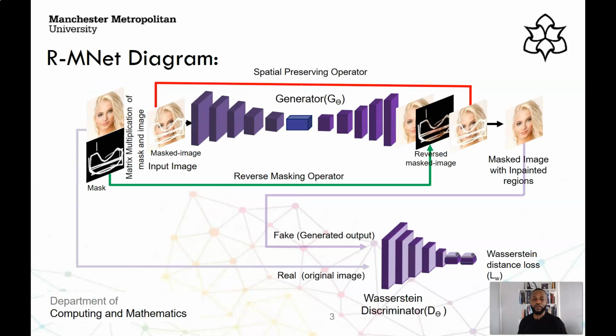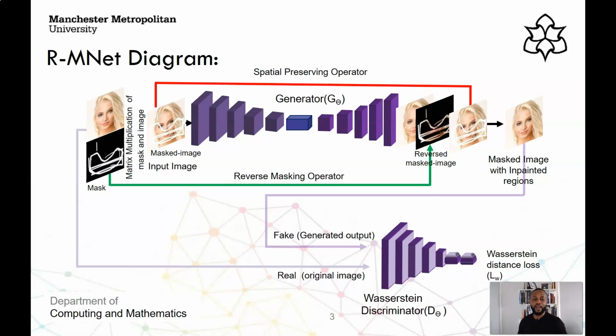Here is the overview of our RMNet framework during training. It has a generator which is composed of an encoder-decoder network and a Wasserstein discriminator that measures the quality of predictions with the ground truth. These networks are jointly optimized end-to-end. The green arrow shows the reverse masking operator and the red arrow shows the spatial preserving operator.